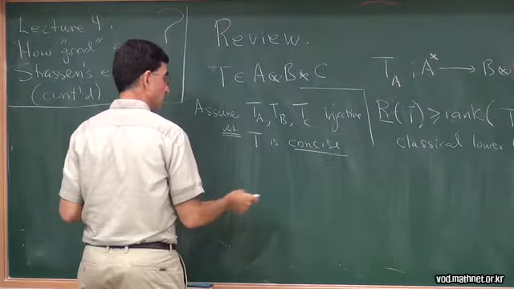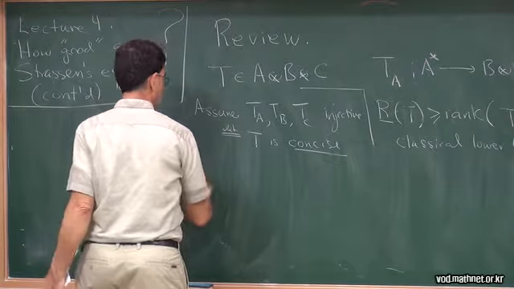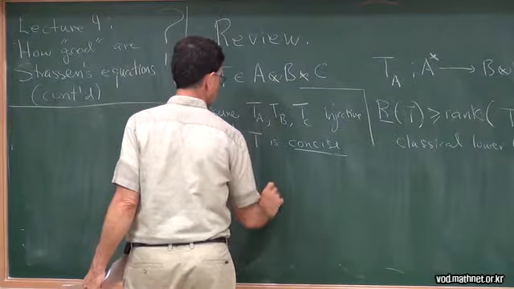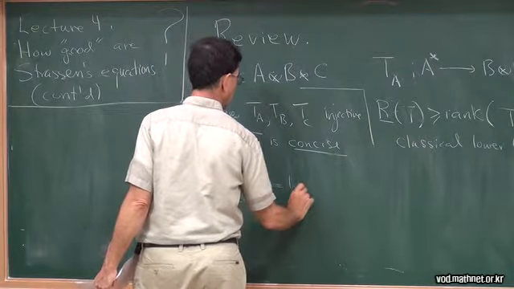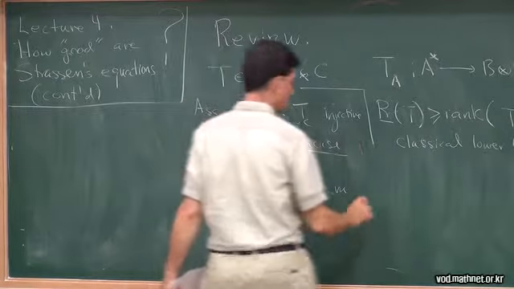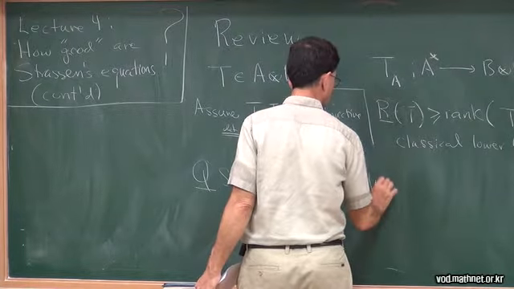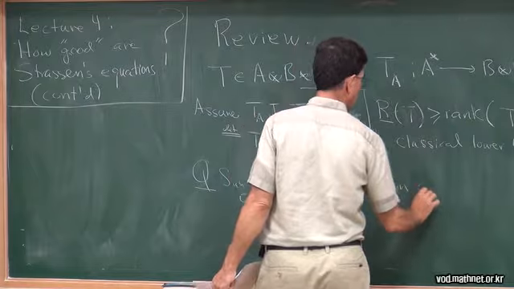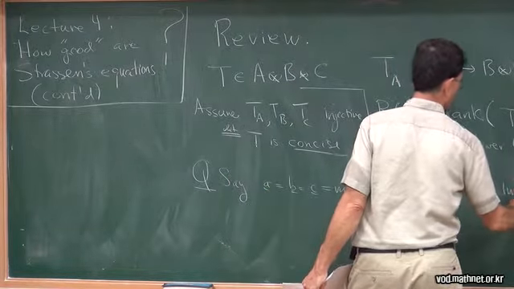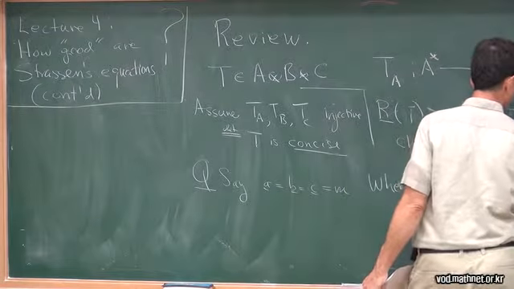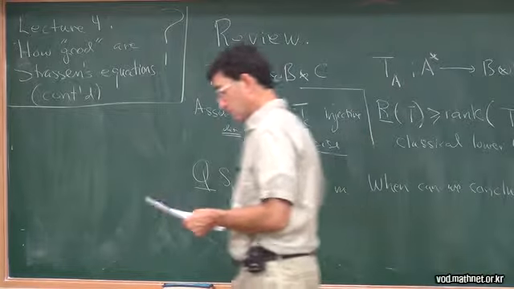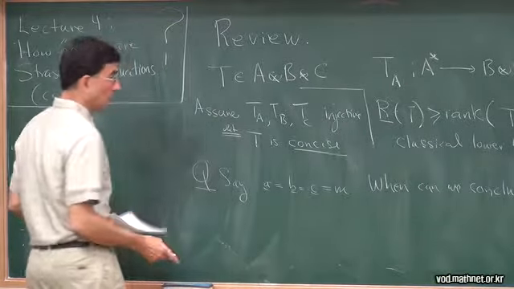And the question is, say dimension of A, dimension of B, and dimension of C are all equal. When can we conclude that the border rank of T is the minimum possible?